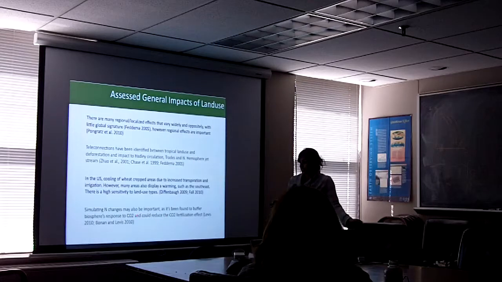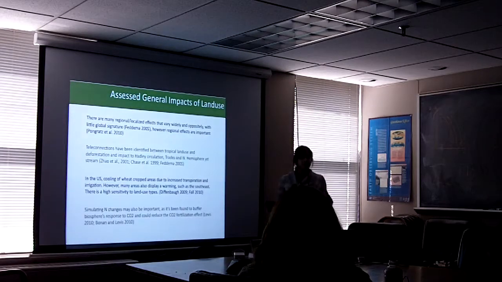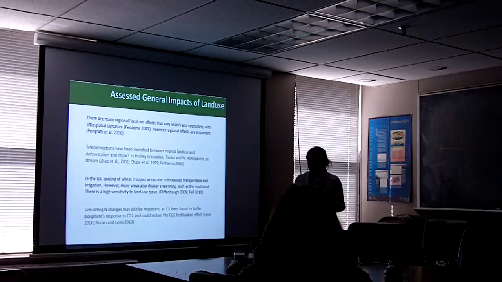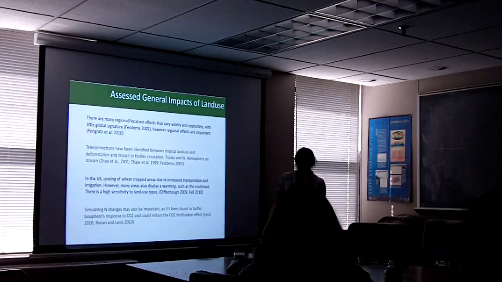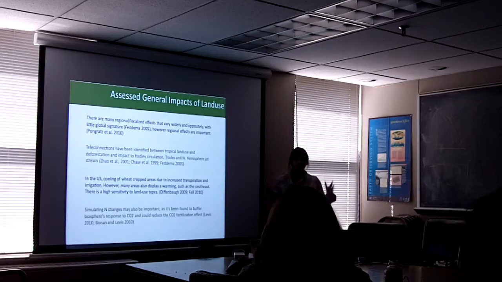Simulating nitrogen changes may also be important. This becomes a bit more complicated as you need models that are capable of doing this. But nitrogen is known to buffer the response of vegetation to CO2 and also influence the fertilization effect that we expect, this vegetation boom under, at least in the near term, increases in CO2. How does this actually work once you start including the nitrogen cycle? That's something that, again, is ripe for research.